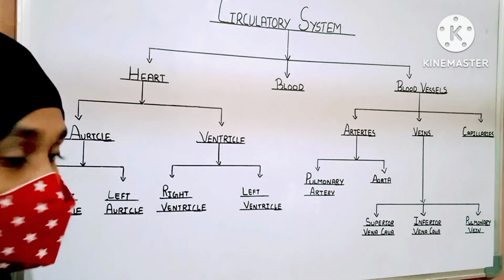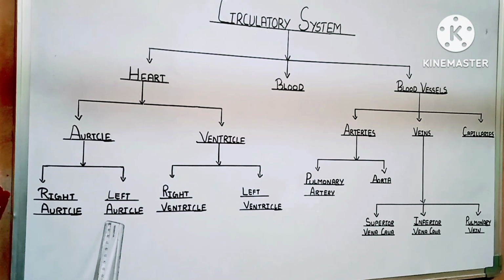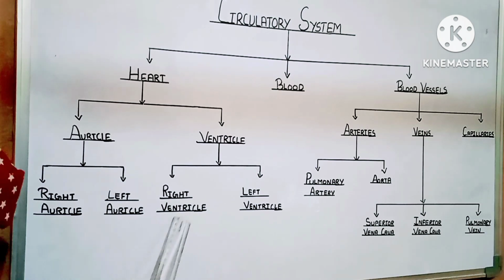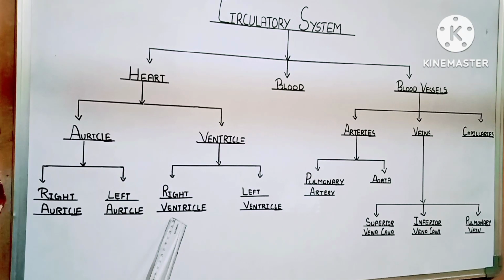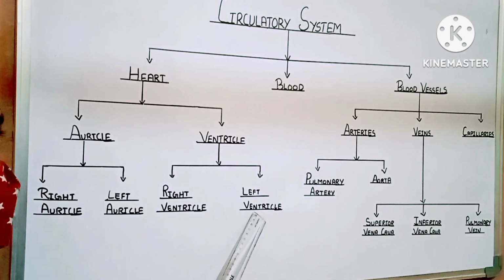Let us see the functions. What is the function of the right auricle? It receives the deoxygenated blood. What is the function of the left auricle? It receives the oxygenated blood. What is deoxygenated blood? The blood which is rich in carbon dioxide. What is oxygenated blood? The blood rich in oxygen. The right ventricle receives the deoxygenated blood from the right auricle. The left ventricle receives the oxygenated blood from the left auricle.